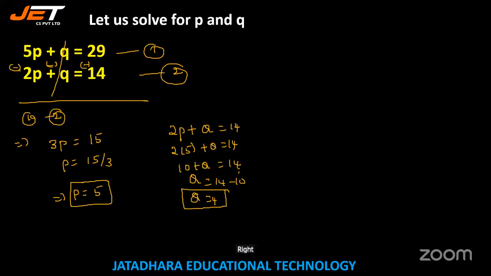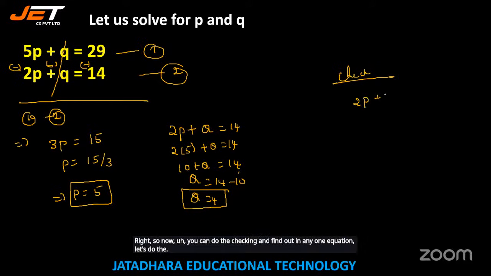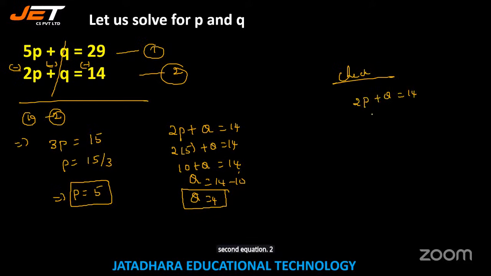Right? So now you can do the checking in any one equation. Let's do the second equation. 2p plus q is 14. So 2 into p value 5 plus q value 4. So 10 plus 4 is 14. So our right hand side and left hand side are equal. Therefore, our answer is correct.